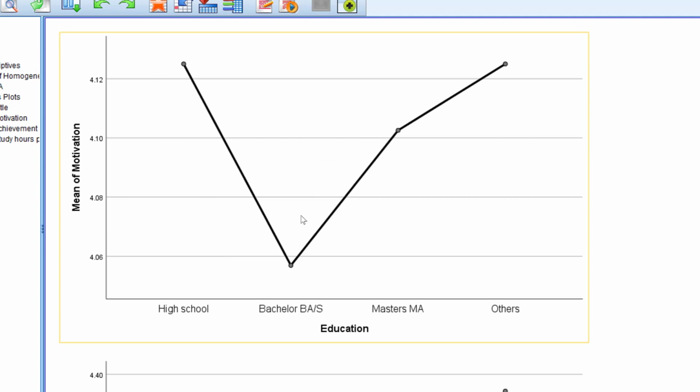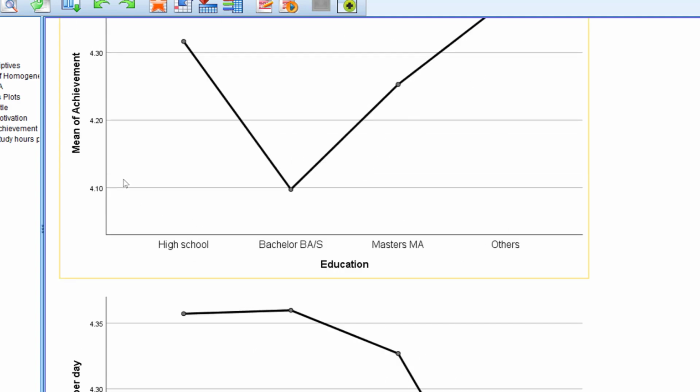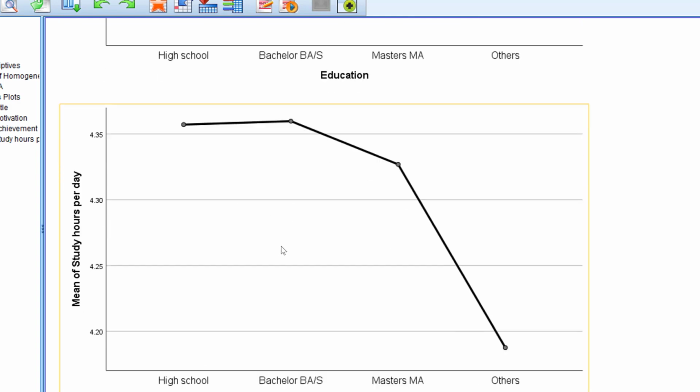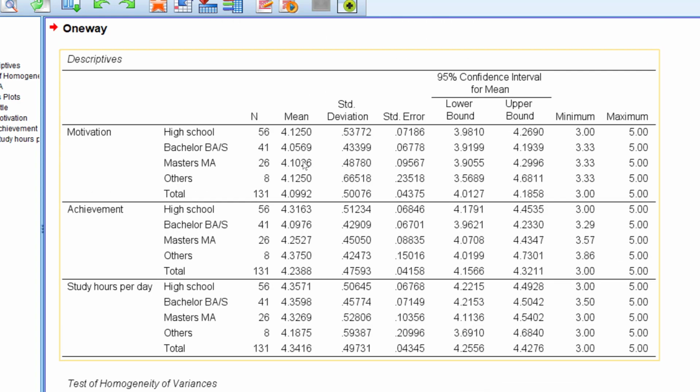As you can see here, the higher the mean score, the more motivated the students are, and the higher the achievement score, the more they have, let's say, good grades or the better grades they have with regard to educational levels. Again, study hours per day seem to be decreasing over the educational levels. So this is how we can run the one-way analysis of variance test and interpret the results.